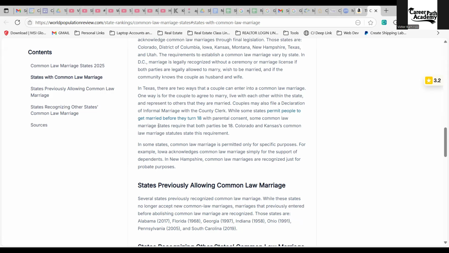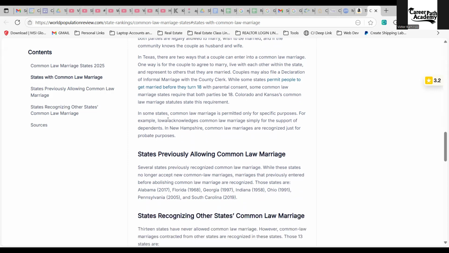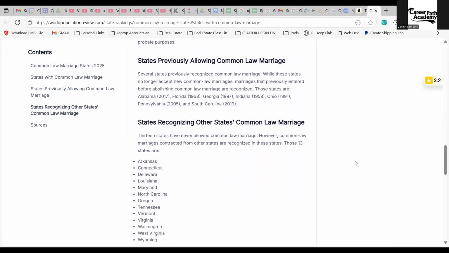While some states permit people to get married before they turn 18 with parental consent, some common law marriage states require that both parties be 18. Colorado and Kansas common law marriage statutes state this requirement. In some states, common law marriage is permitted only for a specific purpose. For example, Iowa acknowledges common law marriage simply for the support of dependents, I guess for health insurance and things of that nature. In New Hampshire, common law marriage is recognized just for probate purposes. So I guess it really depends on the state.